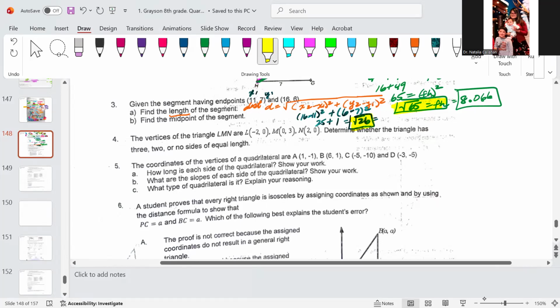Okay. So find the midpoint. What is the midpoint formula? It's really easy. You just add the x's together, divide by 2. You add the y's together, and you divide by 2. That's it. And that gives you the midpoint, the coordinate. So make sure you write that down. So that way you know.